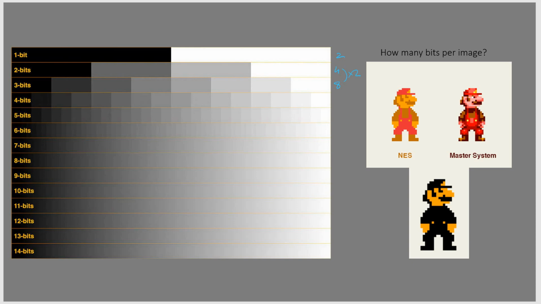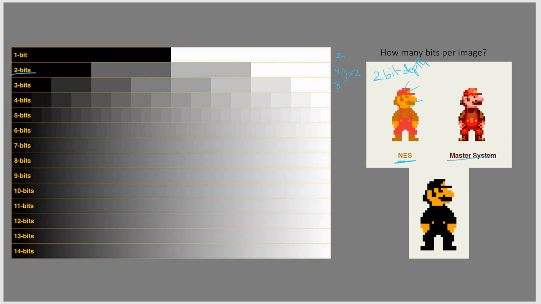Okay, so the correct answer for the NES system for Mario, we can see that Mario is using 1, 2, 3 different colors. So for this image, we would have to use 2-bit depth.